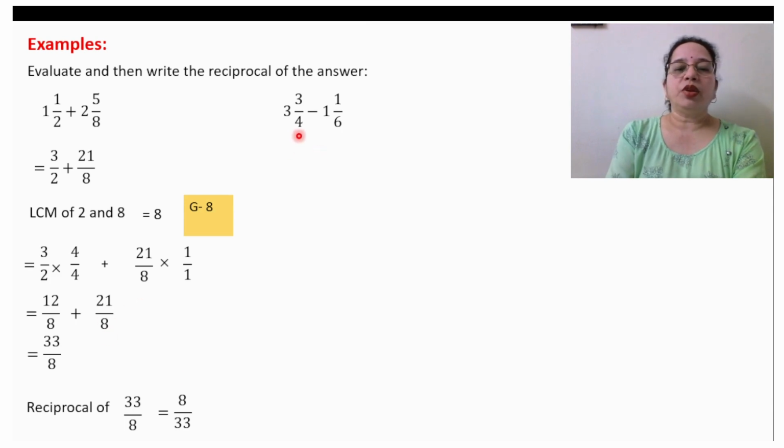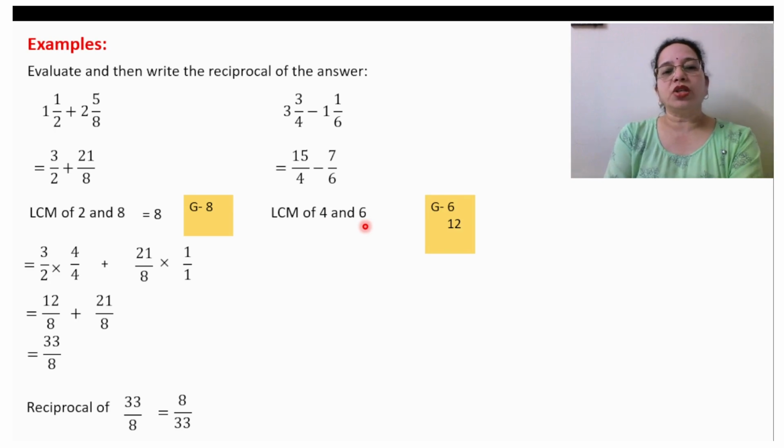Again convert into improper fraction. 4 3s are 12. 12 plus 3 will be 15 by 4. 6 1s are 6 plus 1, 7 by 6. Now take LCM of 4 and 6. Greater number is 6. Recite table of 6. 6 2s are 12. 12 comes in table of 4 also. So the LCM will be 12.